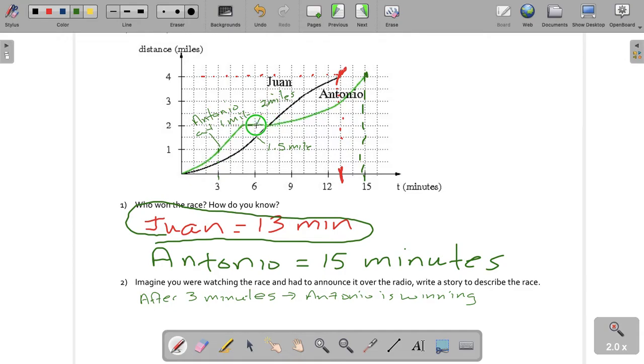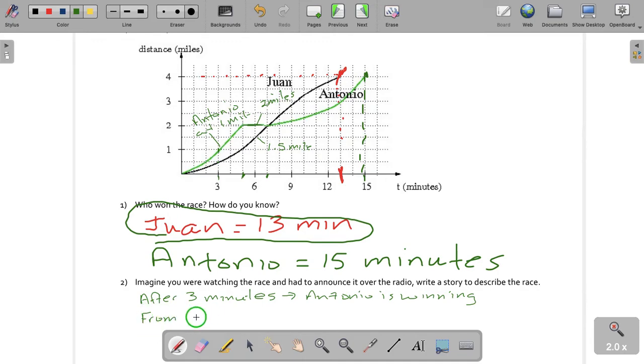Why is Antonio not going any farther? Okay, I don't know. Maybe he had a flat tire. Maybe he had to pee. Maybe he needed something to drink. I don't know. But from right here, I'm going to do that in green because that's Antonio. From here to here, Antonio doesn't move.